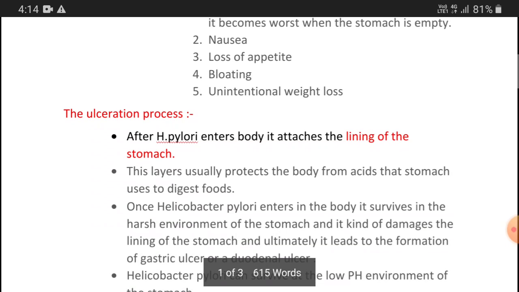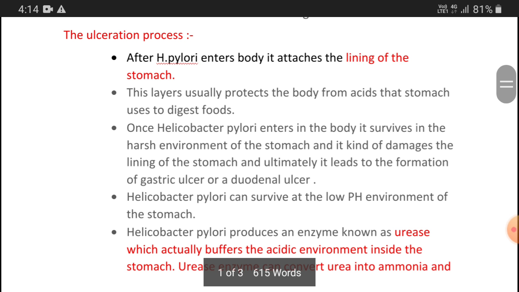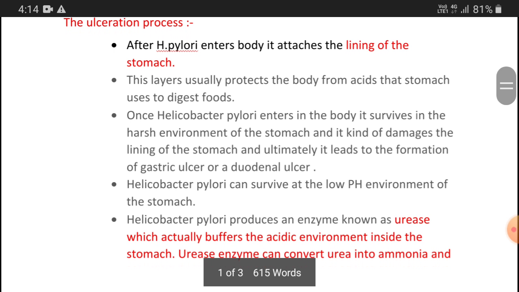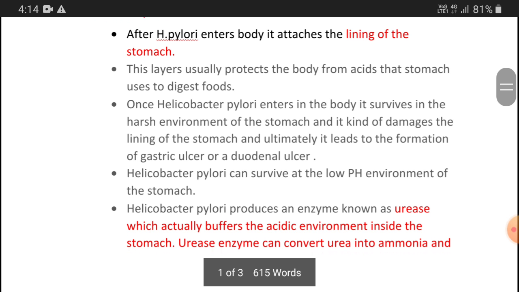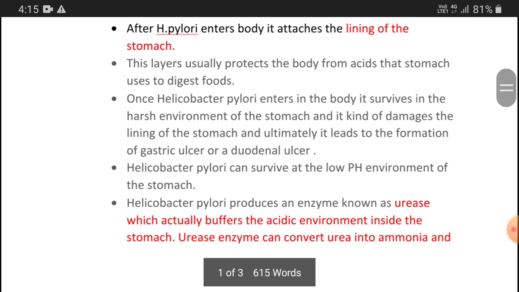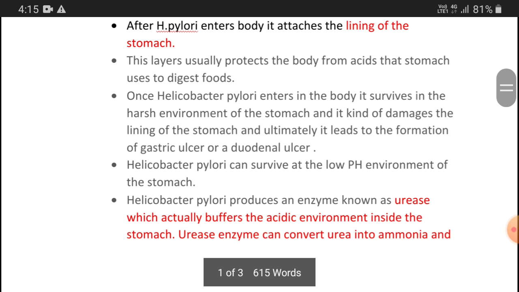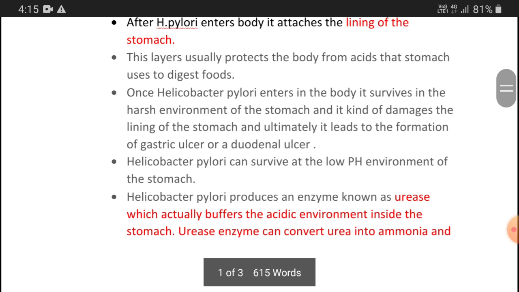Okay, so then we have discussed about the ulceration process, and in the ulceration process the first goal will be attachment of Helicobacter pylori with the lining of the stomach. That lining actually helps us to be away from the acids, right, that stomach uses for its digestion purpose. After attachment, it will release urease that makes the extremely harsh environment into an environment that can be survivable for Helicobacter pylori. Okay, after that it will have a tufted flagella that will promote the chemotaxis and penetration of the mucosa, thick layer of mucus, right?